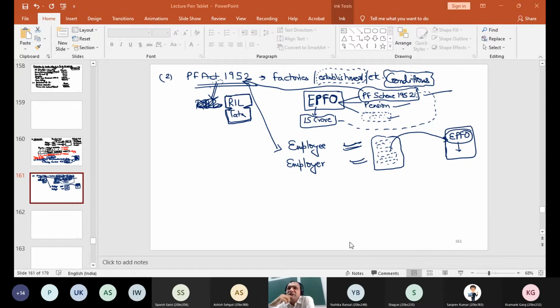More than 100, I think 139 or 190, different types of establishments are covered. If this is the establishment, with this many employees, and if it is engaged in this sector, then you must be covered under the PF Act 1952, and so on. So this PF Act 1952 has become very large. Almost all the employees in big factories are a part of this PF Act 1952.